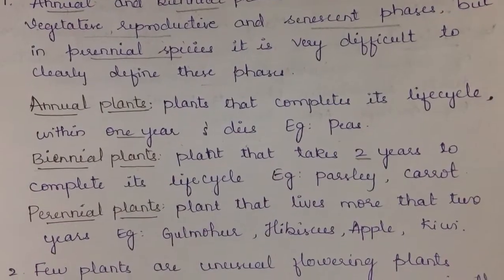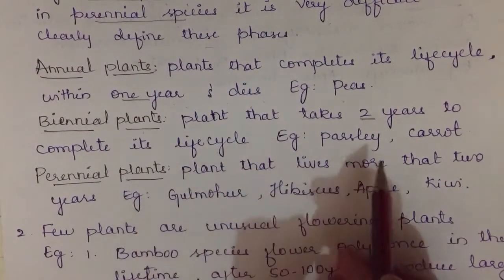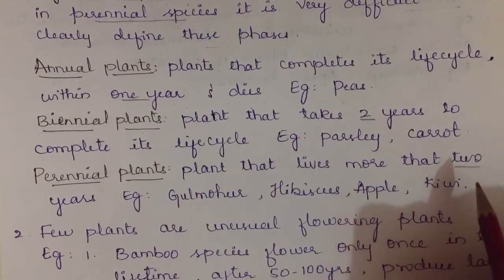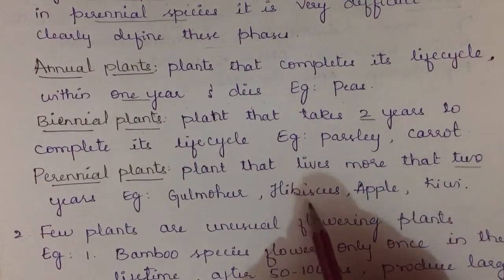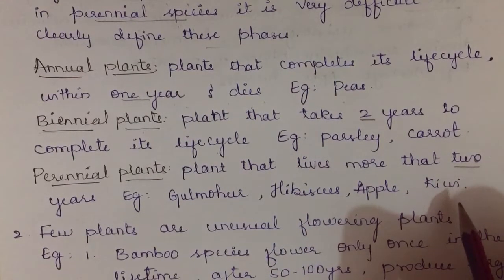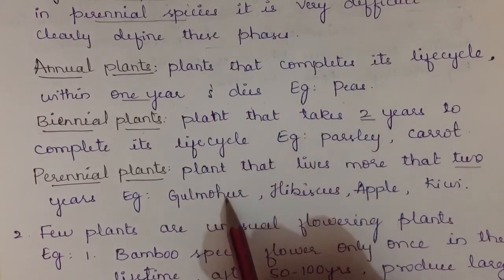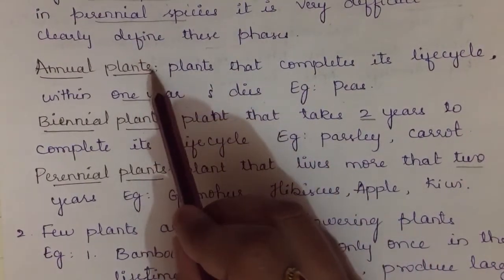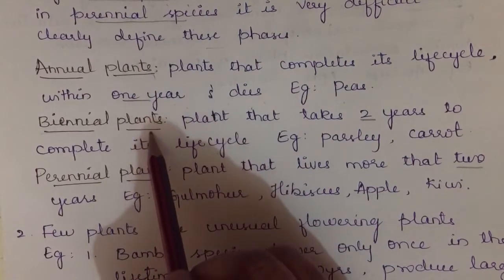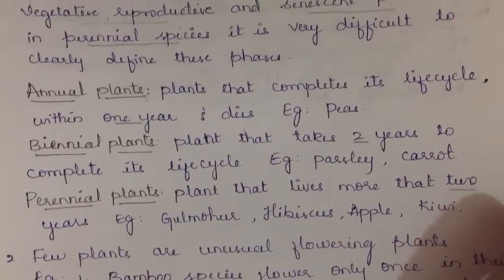Perennial plants are plants that live more than 2 years, which means they live for many years. Examples: neem tree, gulmohar, hibiscus, apple, kiwi, nilgiri, different types of plants which you will find. All those are perennial plants. Now you understood what annual is, which lives for one year; biennial, which lives for 2 years; and perennial, which lives for many years. Now we shall come back to the first sentence.